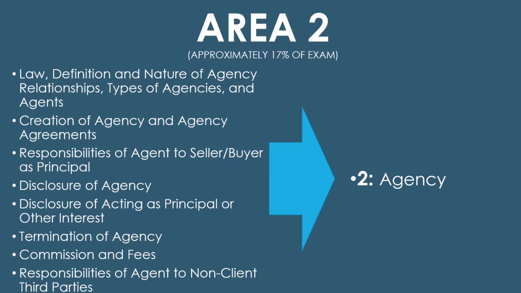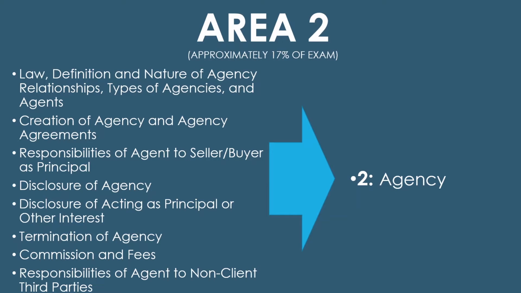It's about 17%. So you need to make sure you understand the law, definition, and natures of the agency relationships, types of agencies, creation and termination of agencies with the agreements, responsibilities of an agent to their principal, disclosure of agency, also disclosure when acting as a principal or other interest, commissions, fees, and also responsibilities when you're an agent to other third parties, so that when they're not your principal. So there's a lot to know about here, and that's why it's 17%.